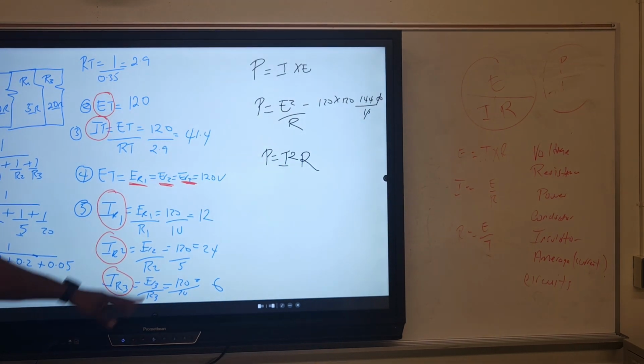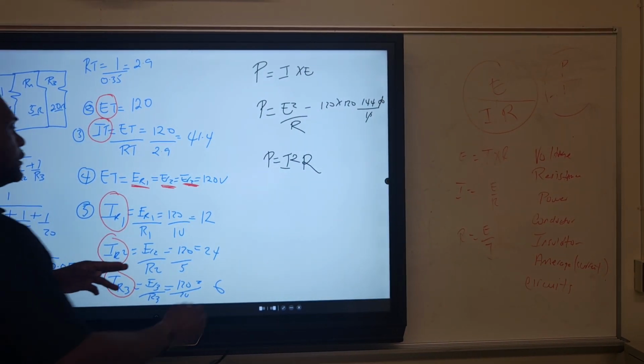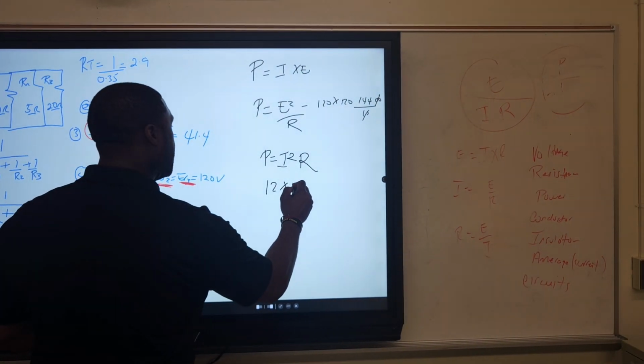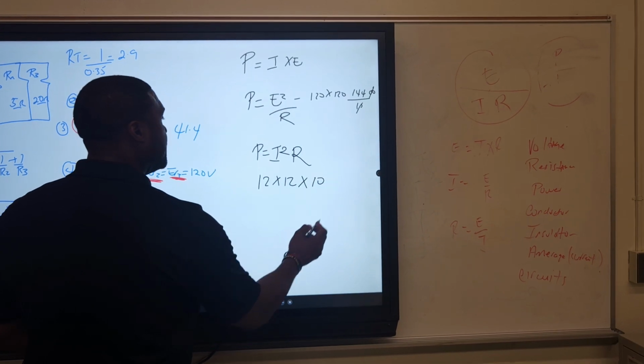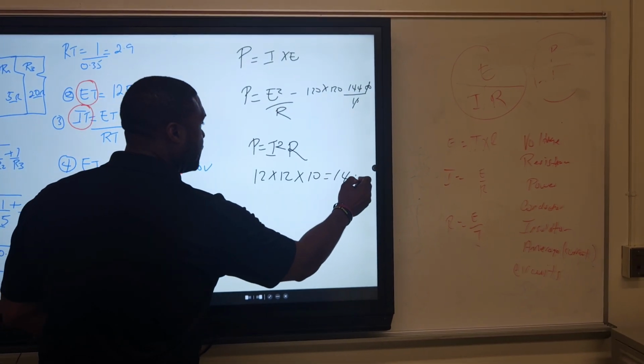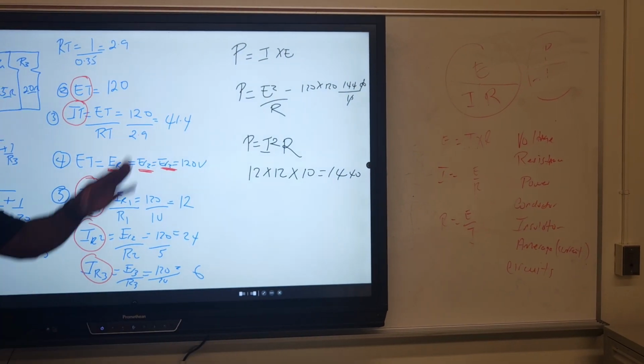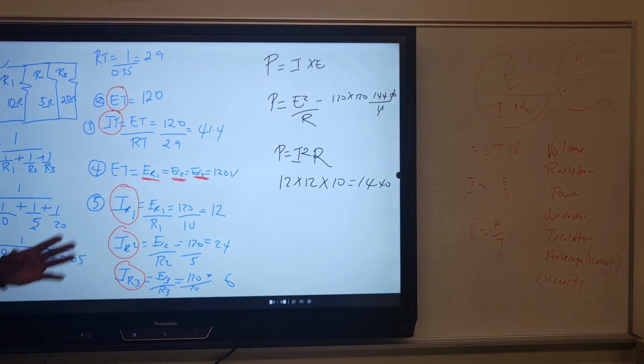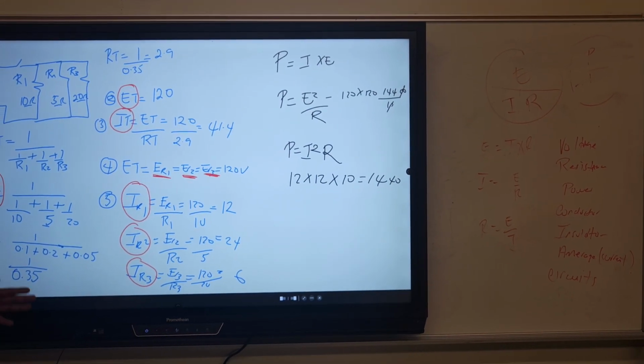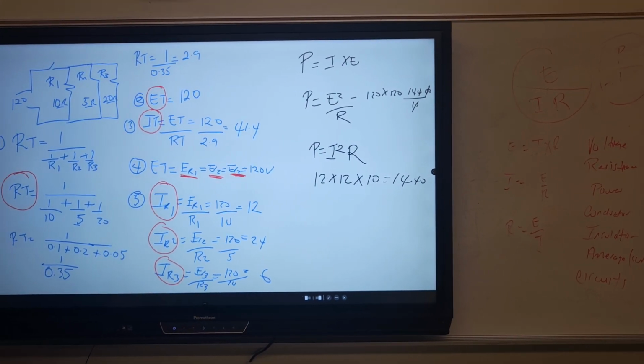And that would be any of these. So it would be 12 times 12 times 10, which is still going to give you 1440. Again, you can use any formula to find the power. Okay, so that's how we solve a parallel circuit.